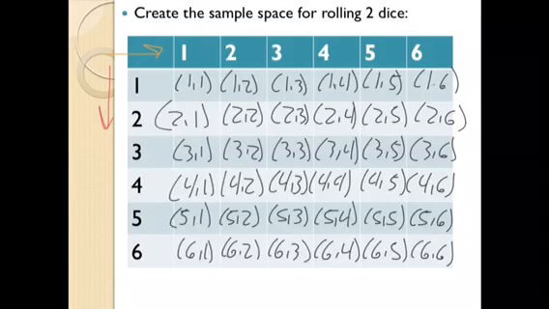Just to clarify a little bit, if you look at any given pair, let's say this pair here, this represents getting a 4 on one die, which we're going to call the first die, and a 5 on the second die. So order matters: 4 on the first die versus a 5 on the second die. That's slightly different than this ordered pair, where we have a 5 on the first die and a 4 on the second die. So when creating our sample space, the order does matter.